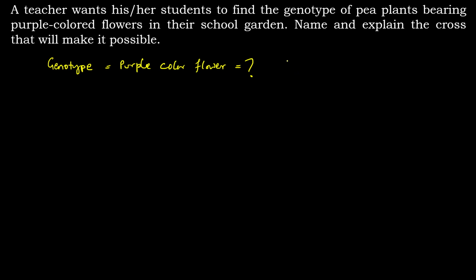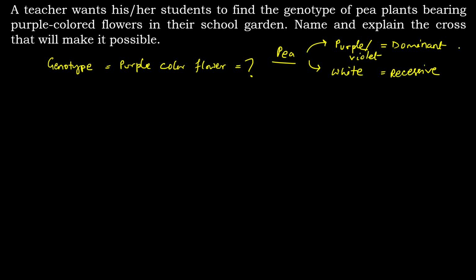So we have to understand that the pea plant, again we are talking about the pea plant, for the flower color there is the purple color and there is the white color. So purple is the dominant trait while the white is the recessive trait. So once you know this, the purple, which is also called the violet, the allele that we can use is, let's say, capital V for the purple or violet, and small v for the recessive.